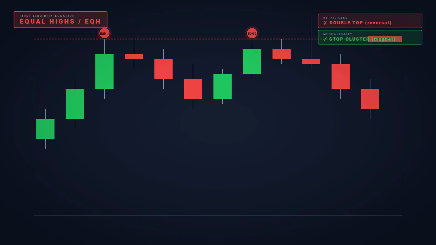Here's what's mechanically happening at that second touch. Every trader who went short at the first high placed a stop loss just above it. Every trader who watched price fail at that level and said strong resistance also placed a stop above it. The result is a dense cluster of buy stops stacked directly above that level. That cluster is a magnet.